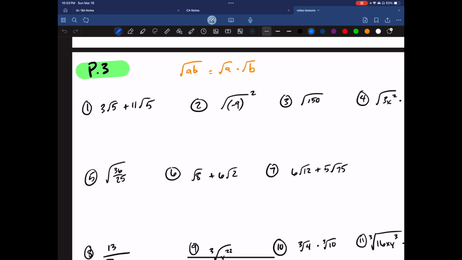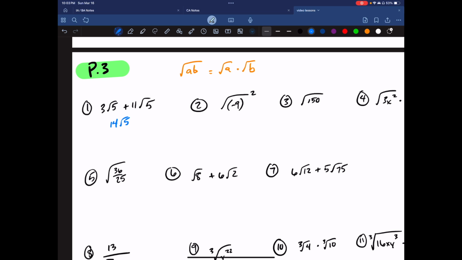As long as my radicals are the same, I put them in my answer and I add the numbers out front or subtract them. In this case, I'm going to add, but you could subtract just as well. So you have 3 plus 11, that's going to be 14 square root of 5. That's literally all you do.